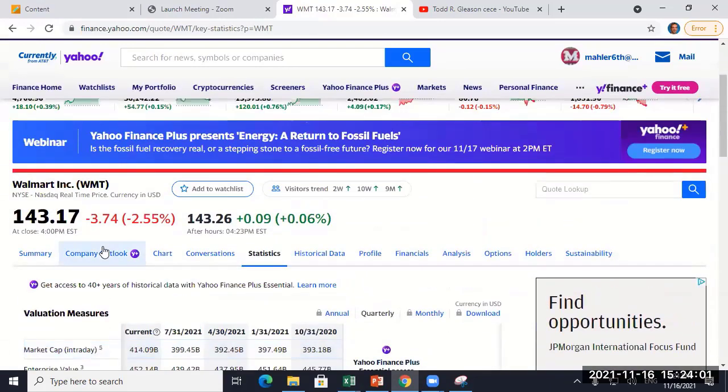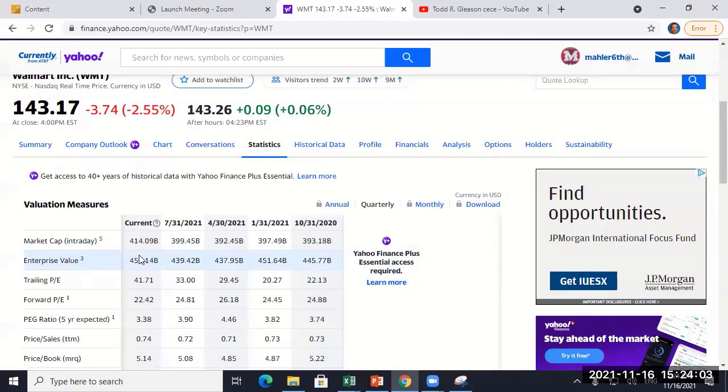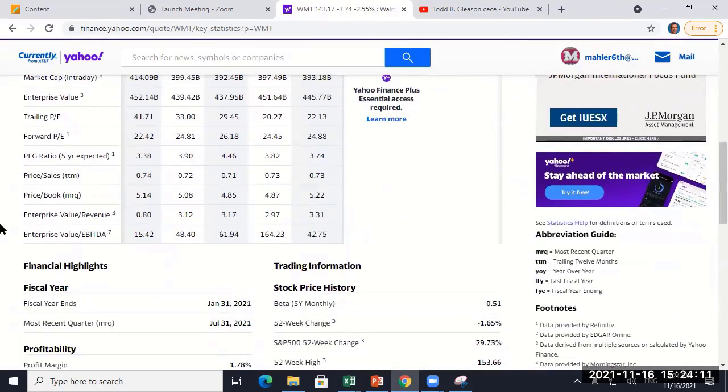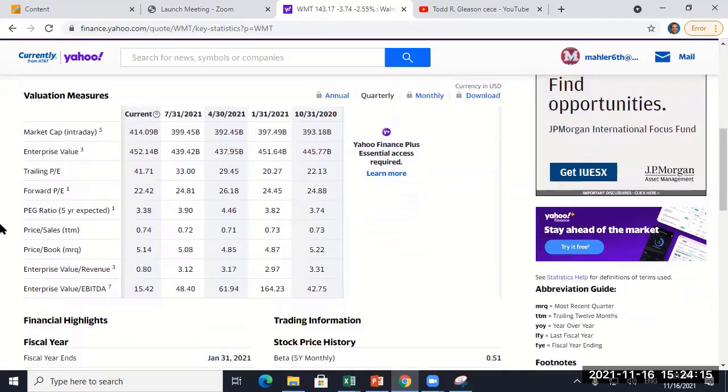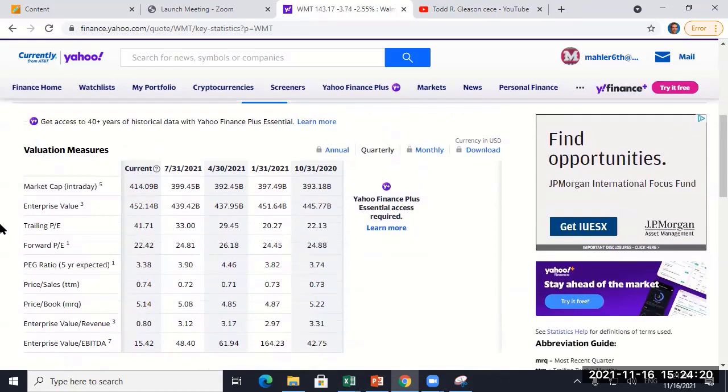Boy. Thank you, Yahoo Finance. Oh, boy, that's a huge issue. All right, so where else can you get this data if you can't get it from Yahoo Finance? I don't know why they switched that. That is a major, major, major problem.